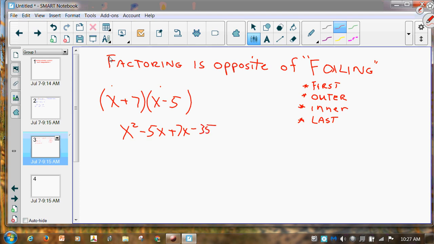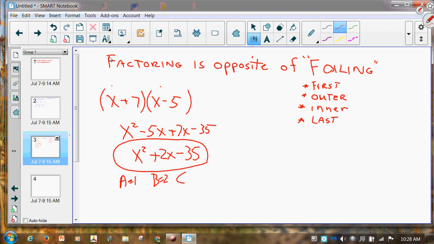And then when we collect terms, we're going to collect the minus 5x and the plus 7x, and we get the final answer here, x squared plus 2x minus 35, right? That's the quadratic equation we get, and you can see that is in standard form, ax squared plus bx plus c, where the first coefficient a equals 1, b equals 2, and c equals minus 35. All right, and so that's in standard form.